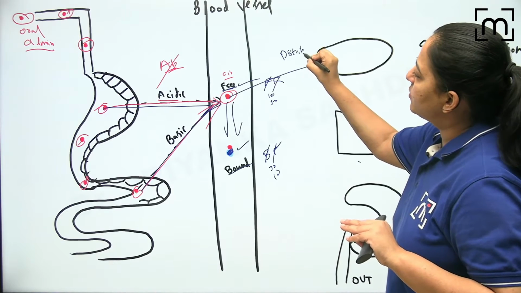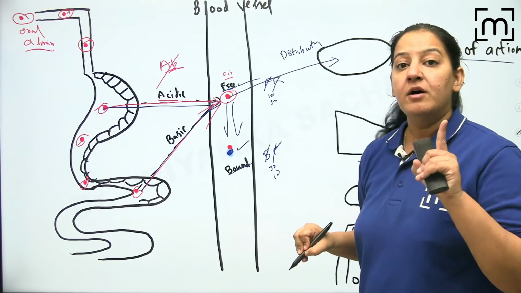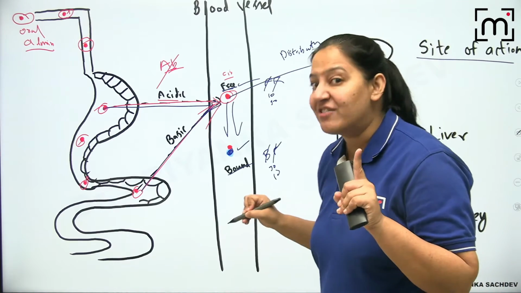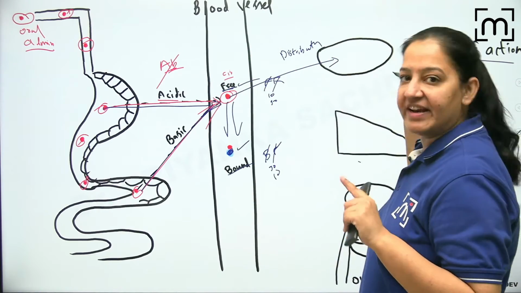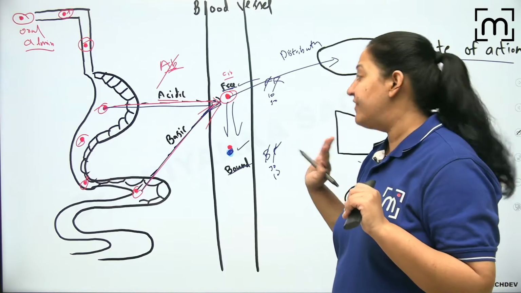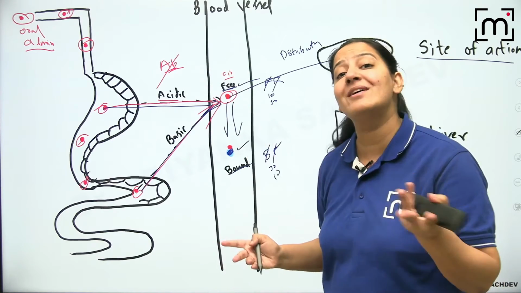distribution. What is distribution? Distribution is the entry of the drug from the circulation to the various tissues. That is known as distribution. Which drug will do so? Is it free or bound? Which drug will enter?